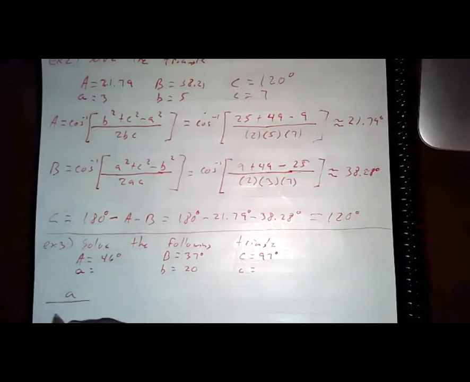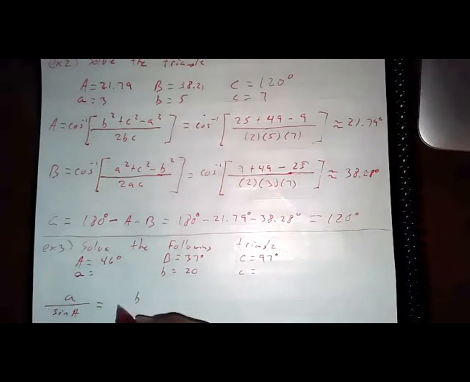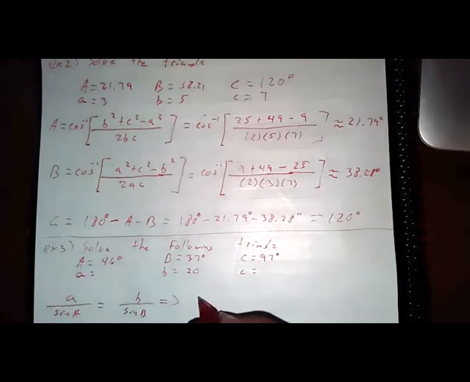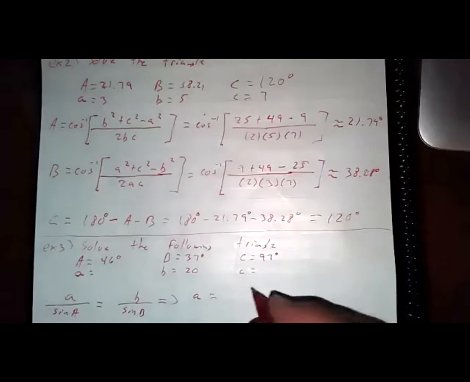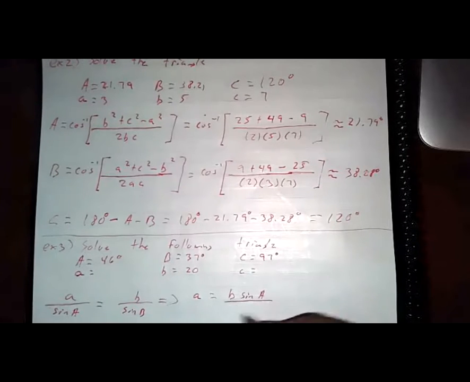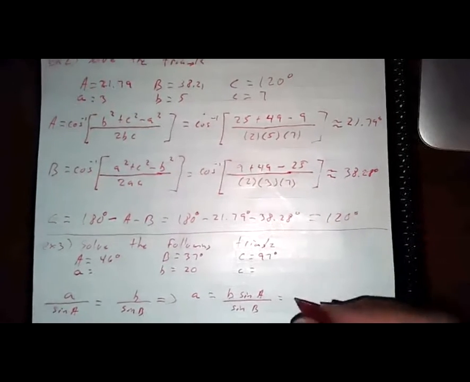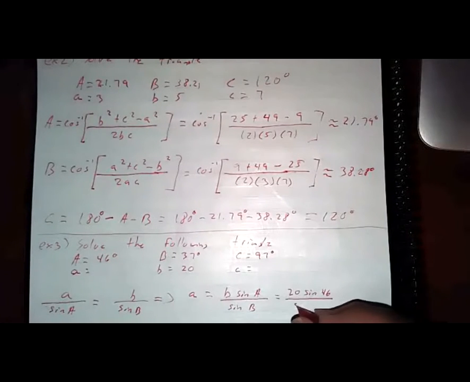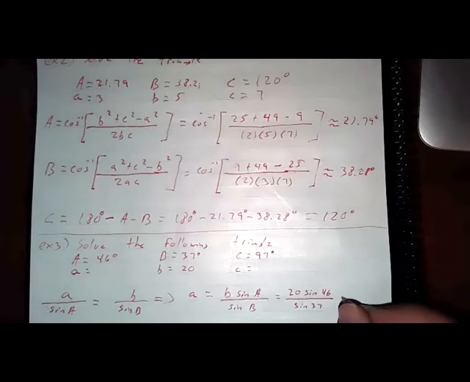So a over sine A is equal to b over sine B. Solve for a. That would give us this formula right here: b sine A over sine B, which would be 20 sine 46 over sine 37. So that would be approximately what?